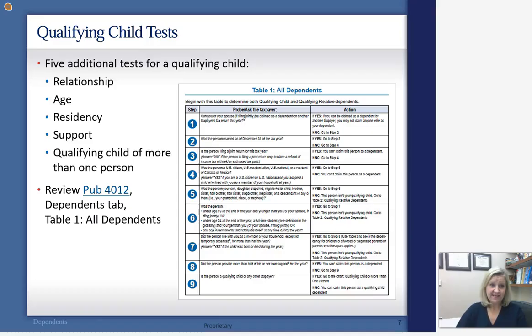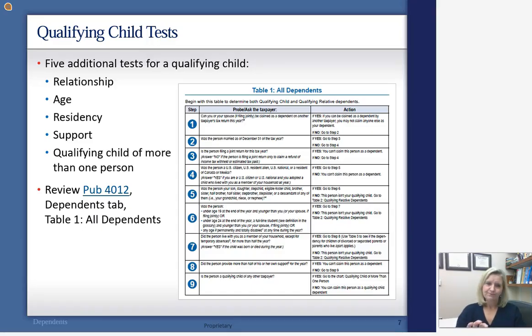All right, so residency, the child must have lived with you for more than half the year, and this includes temporary absences. So if you have, for example, a 20-year-old child who is away at college, the child living at college counts as a temporary absence, so they are considered to be living with you during that time that they're temporarily absent at college, and you can still claim them as a dependent. The support test, the child must not have provided more than half of his or her own support for the year.